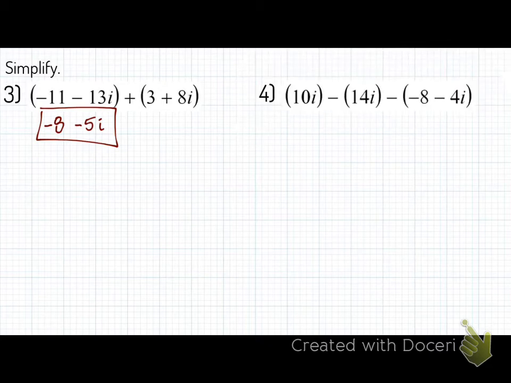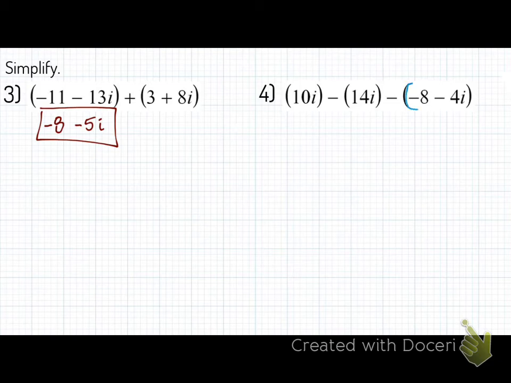We got 10i minus 14i minus 8 minus 4i. Let's see if you can do this one on your own. Please pause the video here and try it on your own. Okay, so you should have paused the video. And here we go. So I want to combine my real numbers first. This is imaginary, this is imaginary, and this is imaginary. We don't want to deal with that. I want to combine just the real numbers.